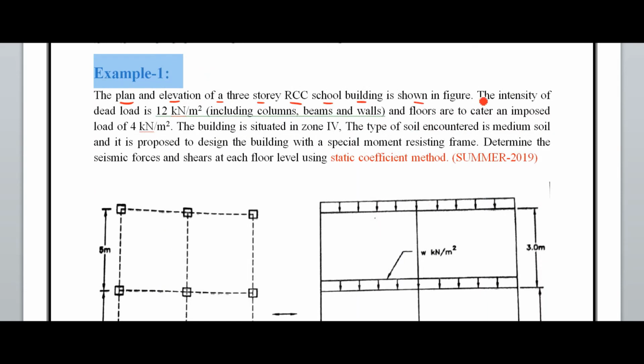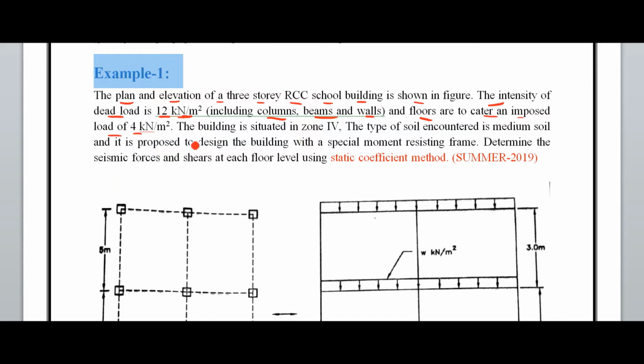The intensity of the dead load is 12 kilonewton per meter square, including column, beam and walls. So in this example, we don't have to calculate separate dead load of column, separate dead load of beam and separate dead load of wall. So 12 kilonewton per meter square is totally included dead load. The floors are to cater an imposed load of 4 kilonewton per meter square. Live load is 4 kilonewton per meter square.